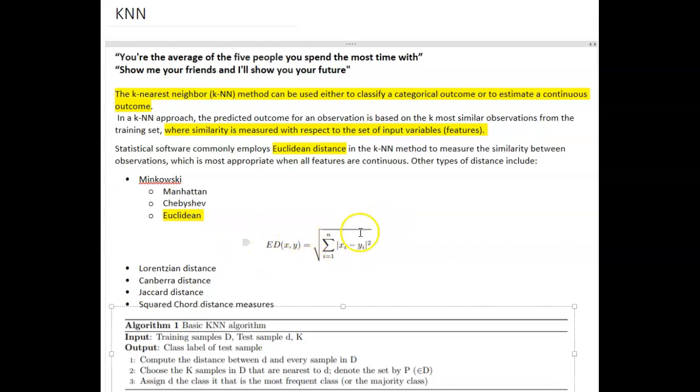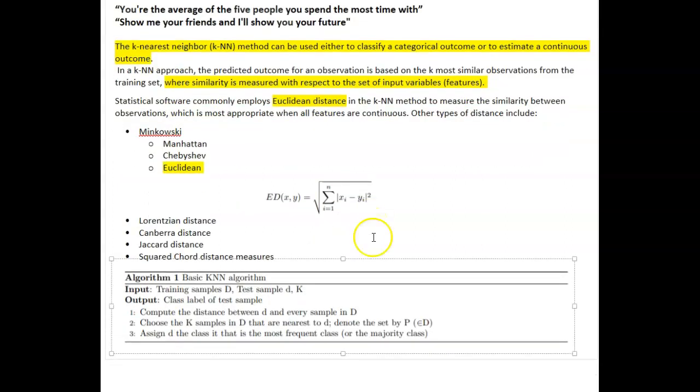This is going to make a lot more sense once we do an example with this in an Excel file shortly. But the basics of the KNN algorithm is that you compute the distance and then you choose the K samples with the smallest distance and identify the nearest ones to your unknown sample, little d. Once you've identified the nearest neighbors to d, you can assign a class to d based on the most frequent class, or the majority class.